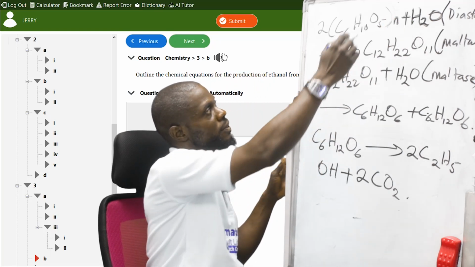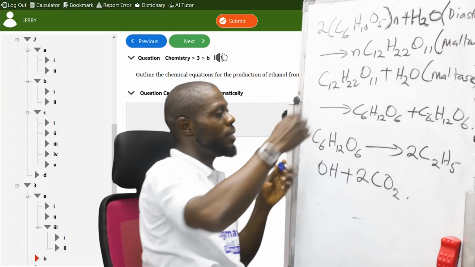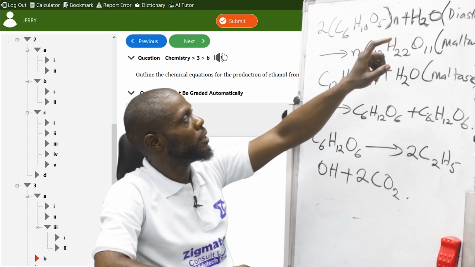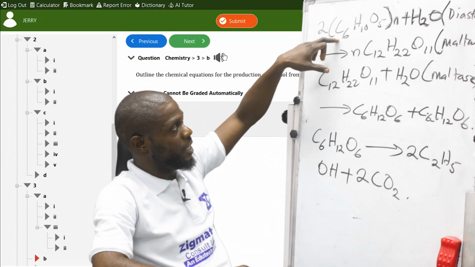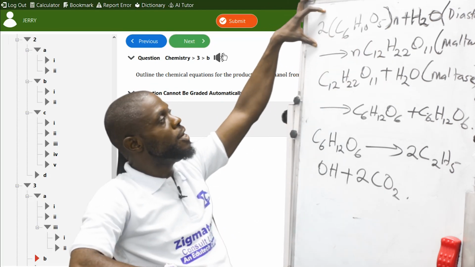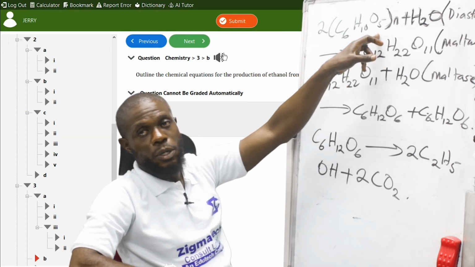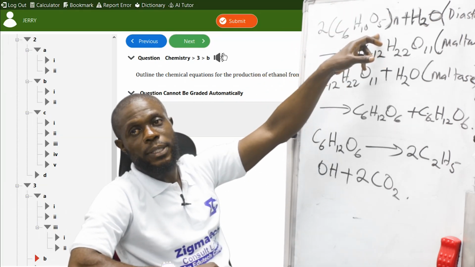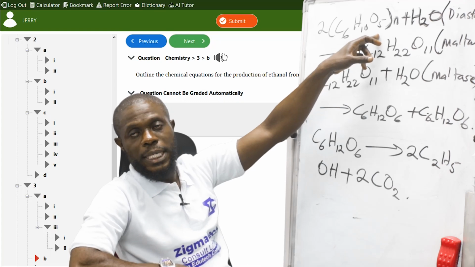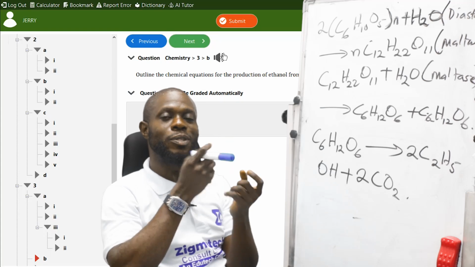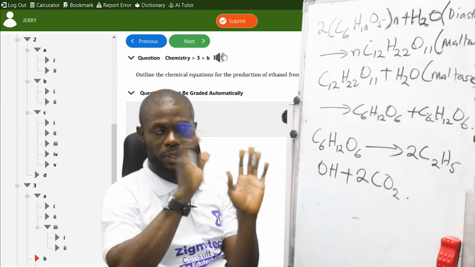If you like, you put it. If you don't like, you leave it. It's the same thing. This is the number of moles of diastase. That's what it means. So now water is being used to break down. I told you hydrolysis is whereby water is used in breaking down complex molecules to simpler molecules.